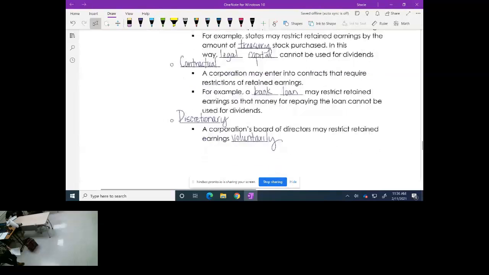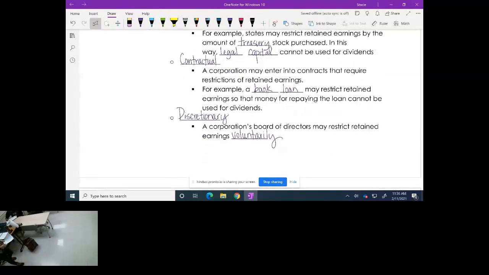Could be contractual, like maybe they have a loan with the bank and the terms of the loan are, you can't deplete your retained earnings past this point. Discretionary is something voluntary the corporation decides to do, and they might do that so that they can expand or something.